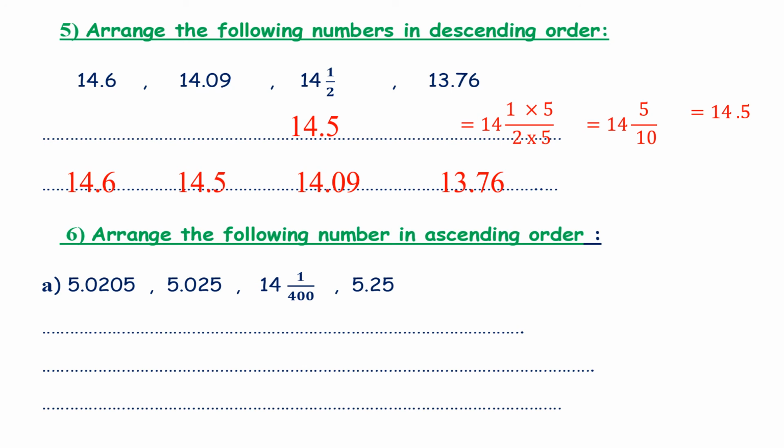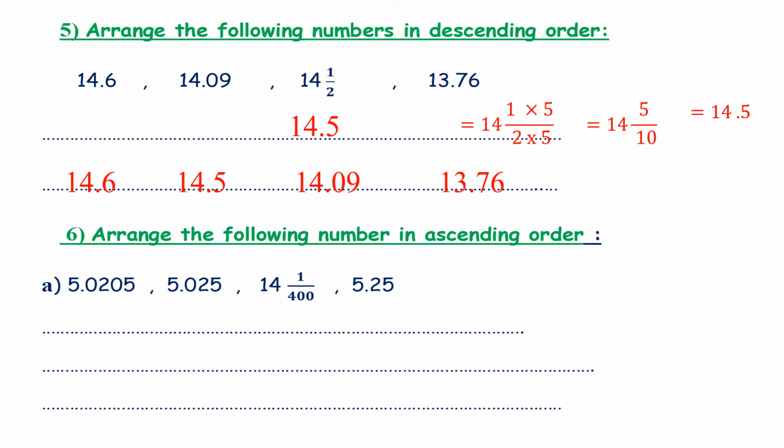Number 6: arrange the following numbers in descending order. When I arrange the numbers, you have to make sure that all numbers are the same type. I have here some of them decimal and the others fraction. I have this number which is decimal and this decimal, but this number is a fraction, so I have to convert this number to a decimal.